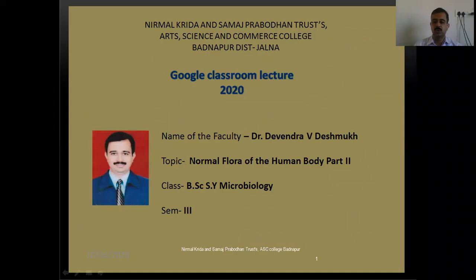Today we are going to see the normal flora of the human body. This will be the second part that is associated with normal flora. In the previous chapter, we have seen what the normal flora is and why the normal flora is said to be important. Some organisms in the normal flora are said to be pathogenic. Let us understand a little bit deeper the normal flora of the human body.